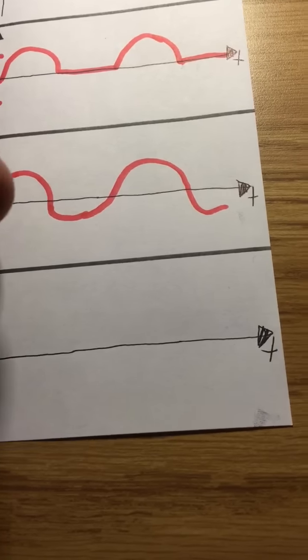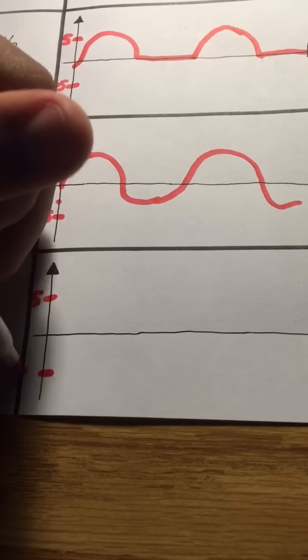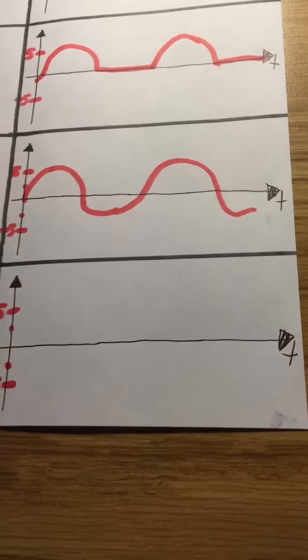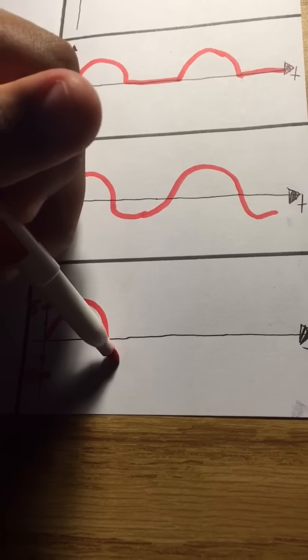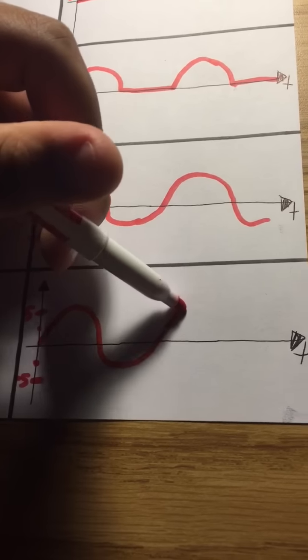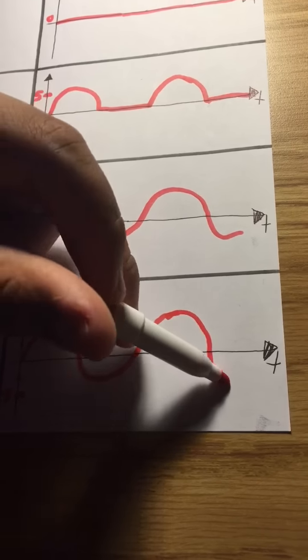And again, like I said, the graph is going to look exactly the same as the previous one. So we're just going to add the 2 dots at 5, negative 5, or negative 2.5, 5, negative 2.5.